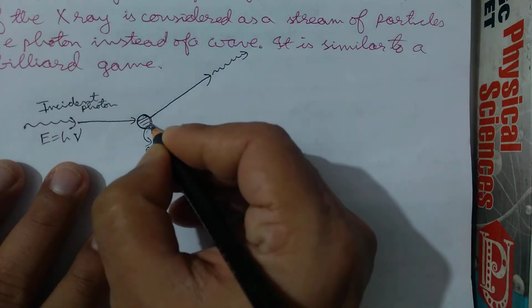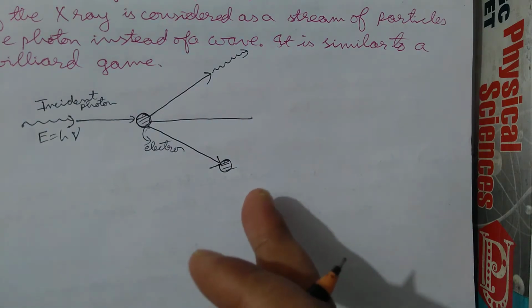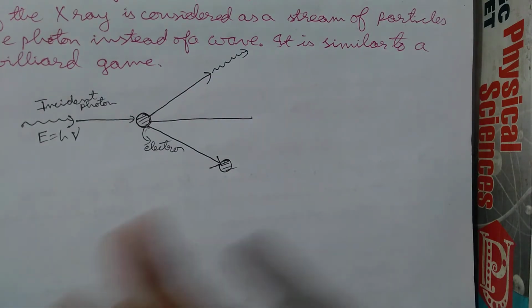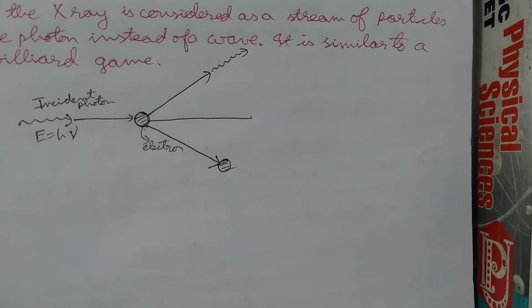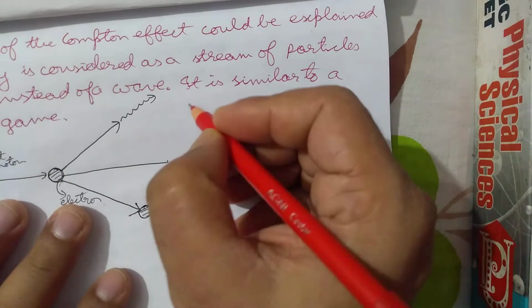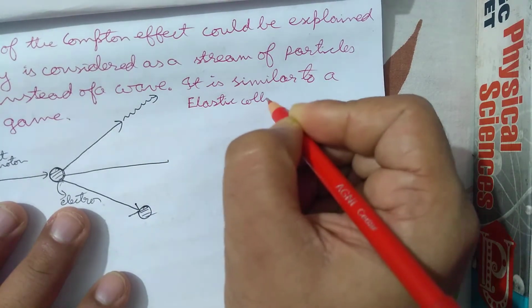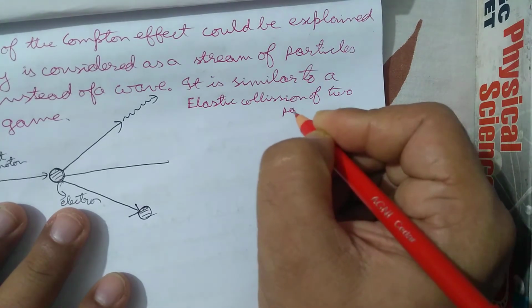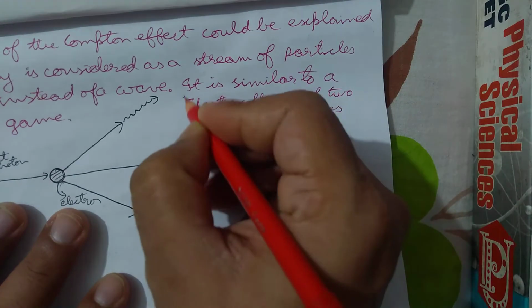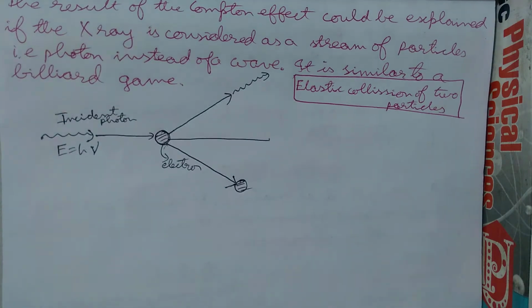Just like a billiard ball experiment. What happens when you hit one ball with another ball? The balls scatter in different directions. This is an elastic collision. Okay, elastic collision of two particles. So this is basically the elastic collision of two particles.